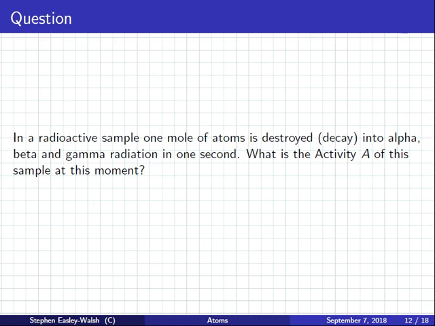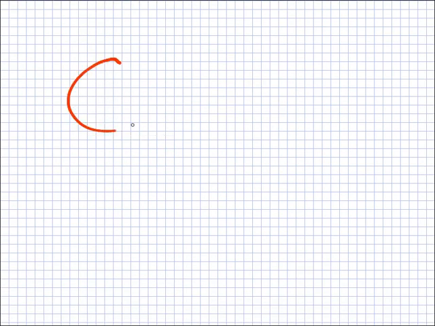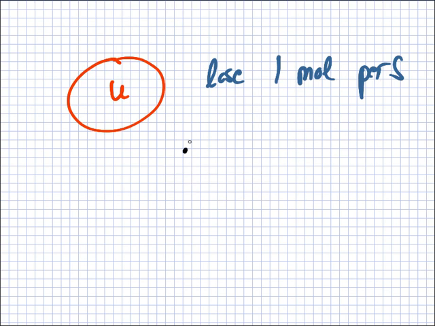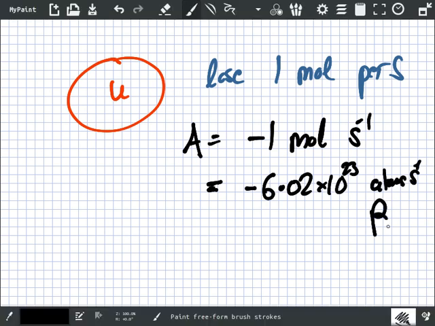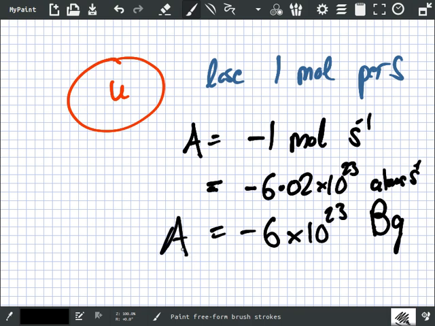If in a radioactive sample 1 mole of atoms is destroyed per second, what is the activity? In this question, you have your uranium, and you lose 1 mole per second. So the activity is minus 1 mole per second. Although we don't use moles, we use number of atoms. How many atoms is 1 mole? It's 1 Avogadro number. So the answer is minus 6.02 times 10 to the 23 atoms per second, and atoms per second we call a becquerel. So the answer is roughly minus 6 times 10 to the 23 becquerels. That's the activity if you lose 1 mole per second. Is that okay? As a simple example.